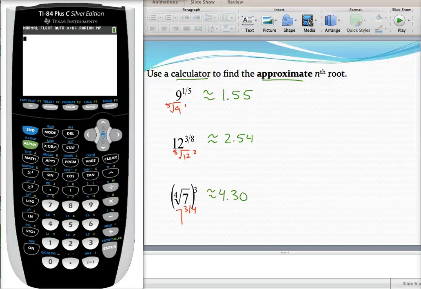When we're evaluating an expression that does not have a rational answer, we'll use a calculator to get an approximate answer. I've got answers already down here rounded to two decimal places, but let me show you how I use my calculator to enter this in.